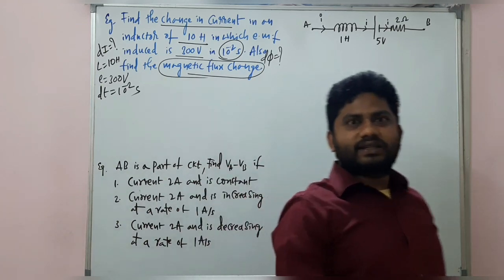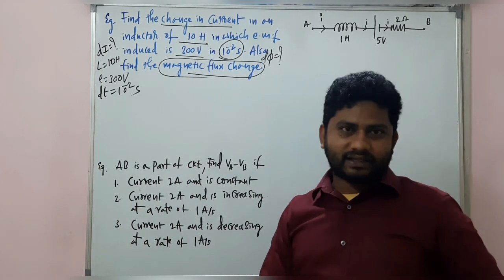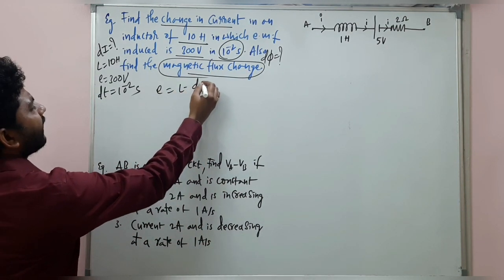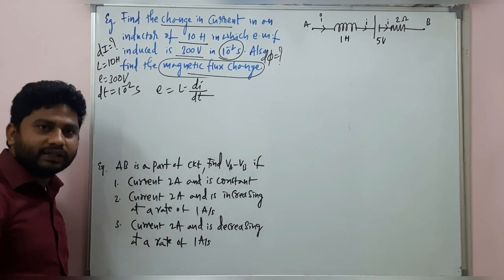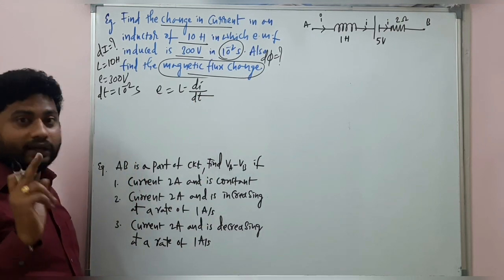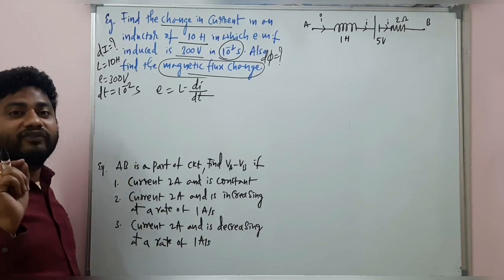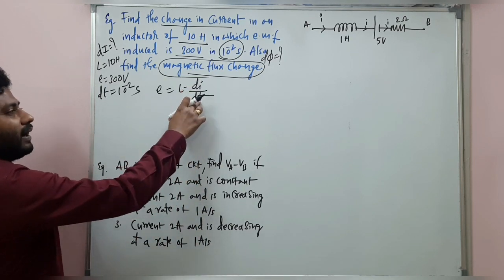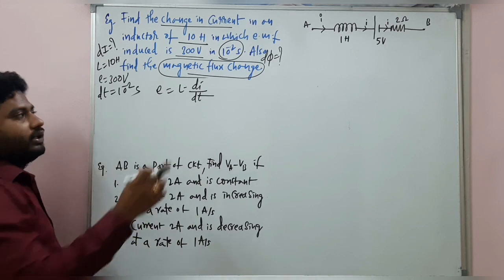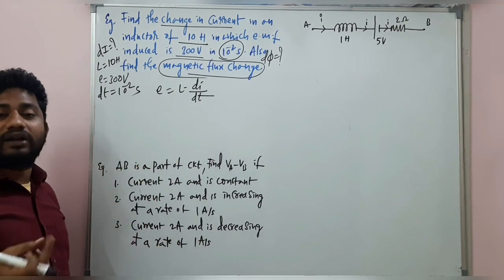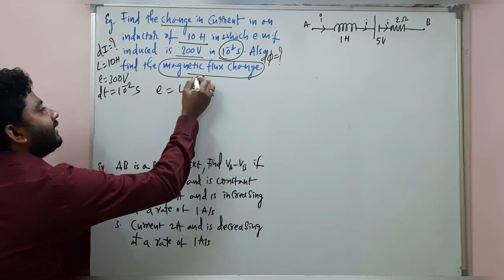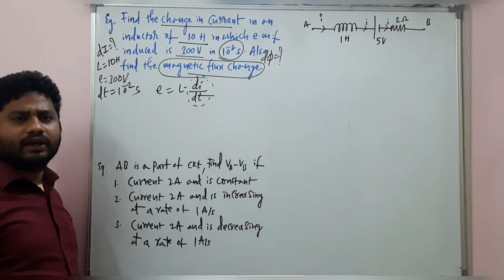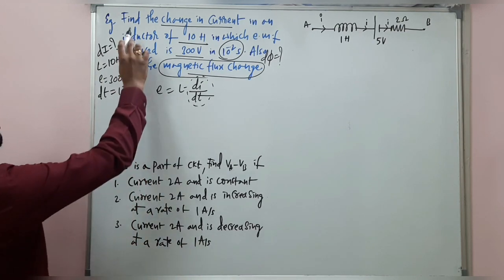In the last session, it was completely about self-induction, and we found the formula for self-induction: E is equal to L into dI by dt. E is the induced EMF due to self-induction. L is the coefficient of self-induction, or self-inductance. dI is the change of current, dt is the change in time or time interval. dI by dt as a whole is called the rate of change of current.